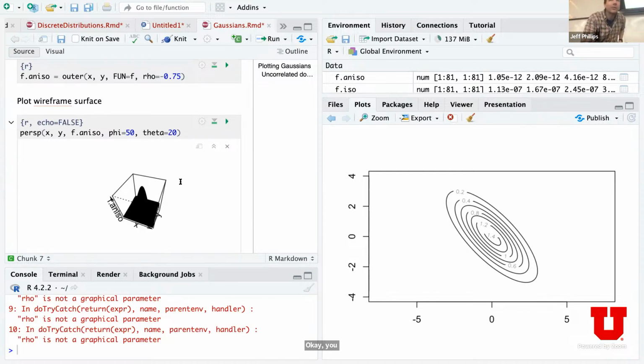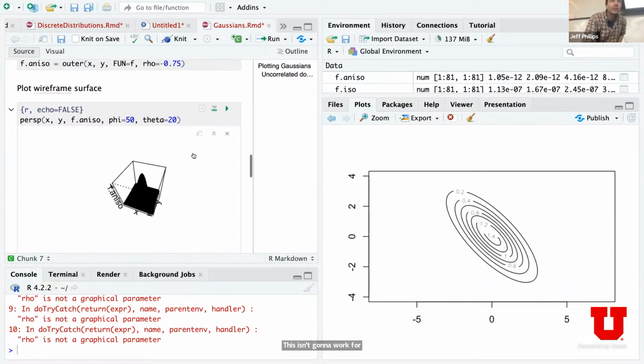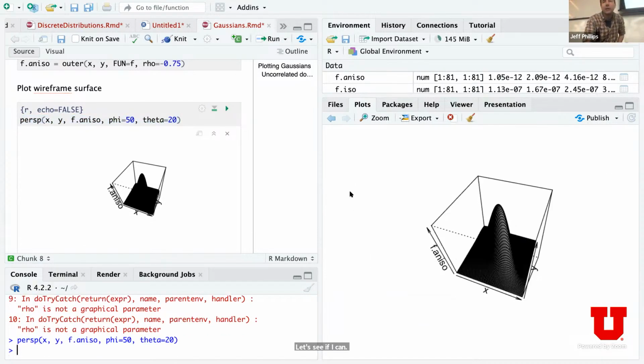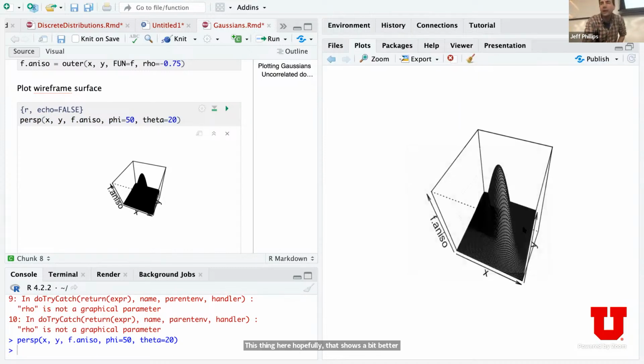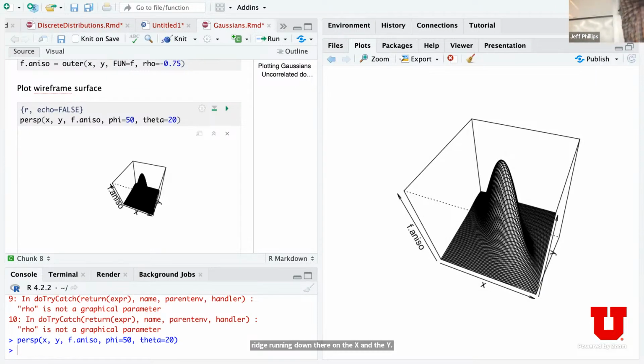This isn't going to work very well on here, but let's see if I can plot this thing here. Hopefully that shows a bit better. Okay, you can kind of see the bumps. Okay, that's a bit better. You can kind of see this ridge running down there on the X and the Y. In this case, look at the arrows on the X and the Y, see what direction it's going.